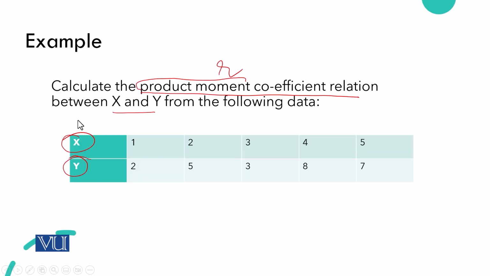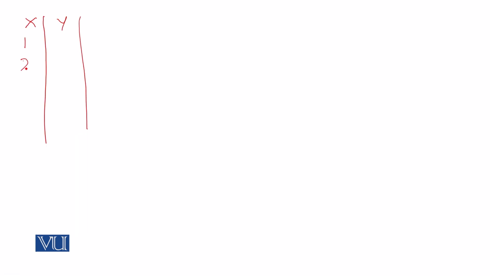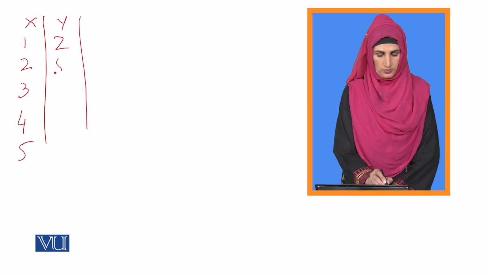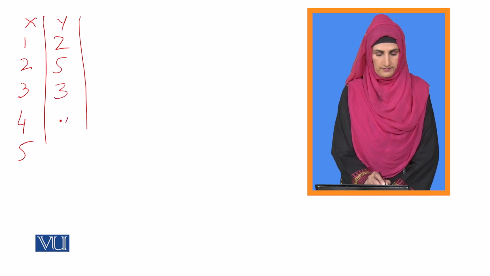First of all, we will write here x and then y, all the values of x and y. X values are 1, 2, 3, 4 and 5, and y values are 2, 5, 3, 8, 7.